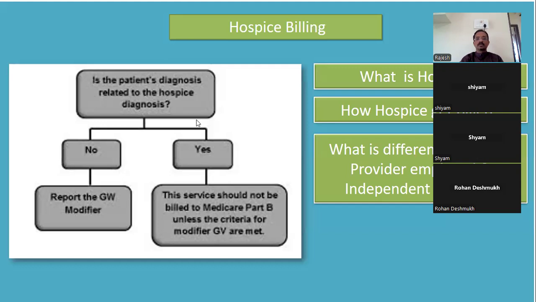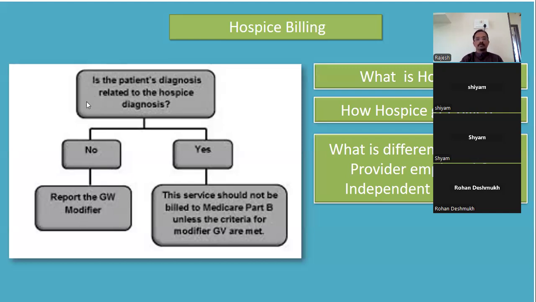See, you have to check the patient diagnosis code, right? Is it related to the hospice diagnosis? For example, if your doctor is not a hospice doctor, right? If the doctor is a hospice doctor, he can only do services related to the hospice. If it is not related to the hospice, you have to add the appropriate modifier and send it. For example, we'll go through this particular workflow. If the patient diagnosis is related to hospice, if it is no, you have to add the GW modifier and you can bill it. You will come across this particular scenario very often, right?